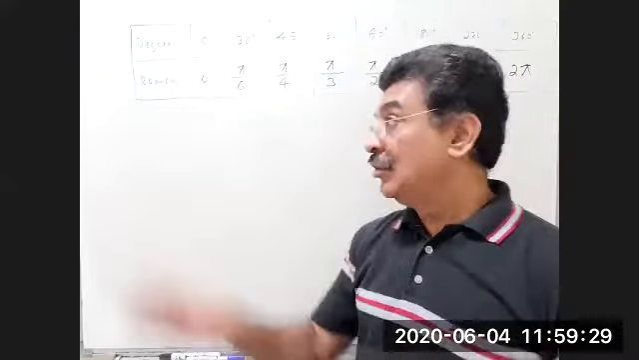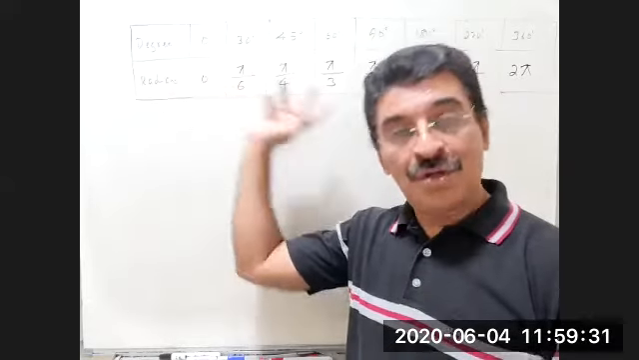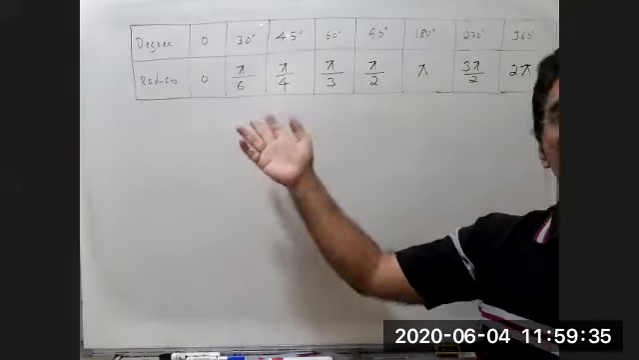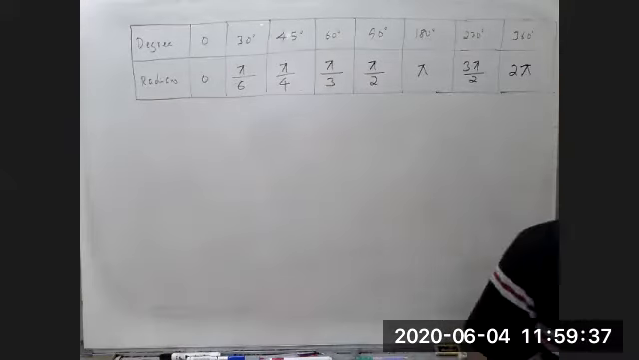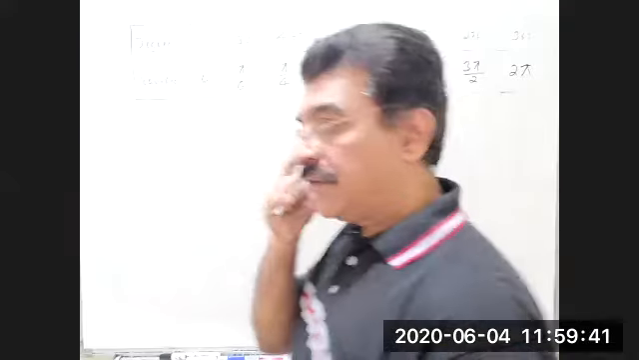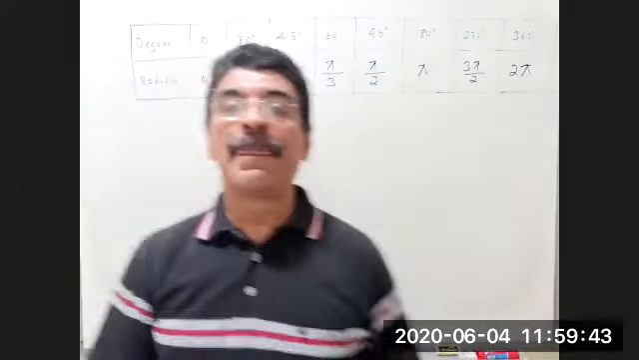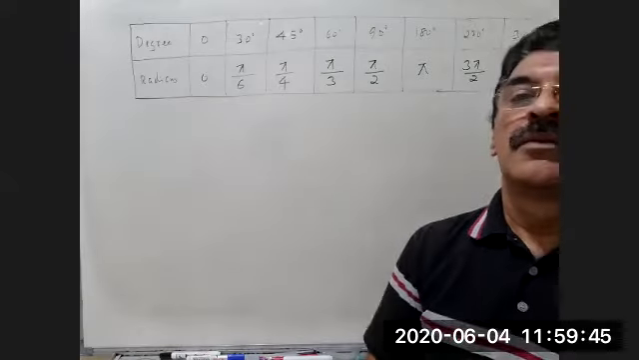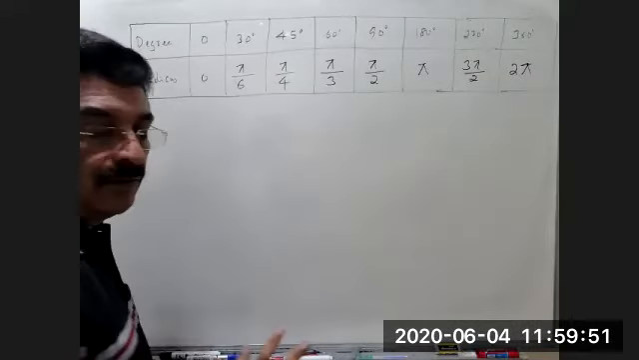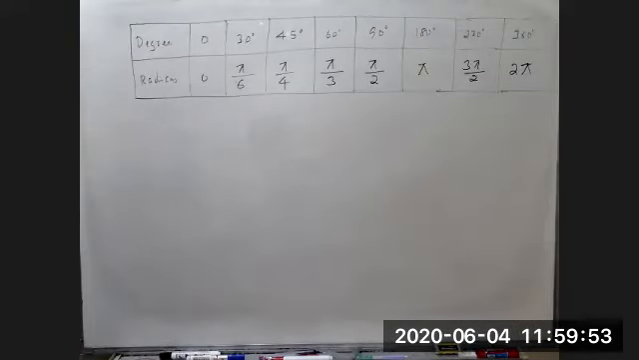You have to draw this table. One of you is asking whether we have to draw it or not. Yes, we have to draw it. Draw this table, 30 degrees. So this is the blueprint. From now onwards, instead of 30 degrees, it is pi by 6. The radian measure is pi by 6, pi by 4, etc.